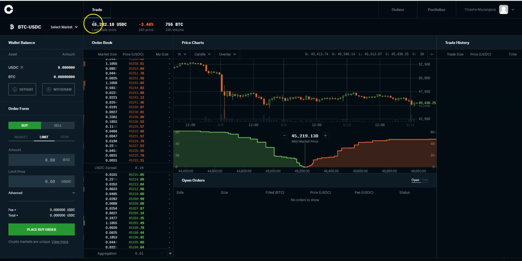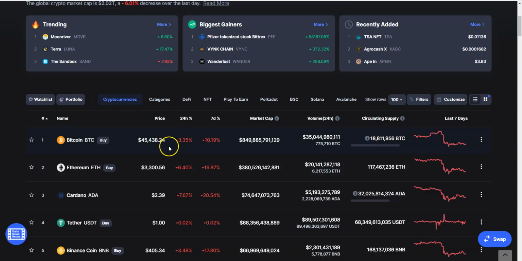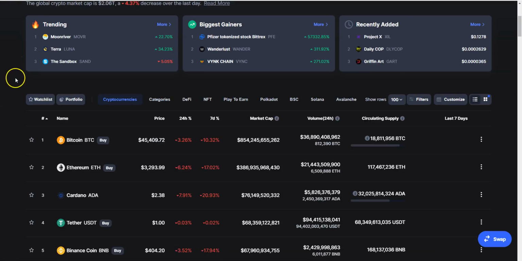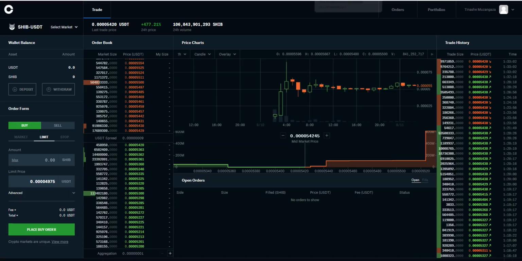Here's their current price: 45,282.10. And Ethereum is trading at 3278. If I go to CoinMarketCap, you can see it's pretty much the same. In fact, I'll refresh it in case you see it's pretty much spot on with what's happening in the live markets. But the only one which is out of sync is SHIB. So there's something definitely wrong with SHIB.